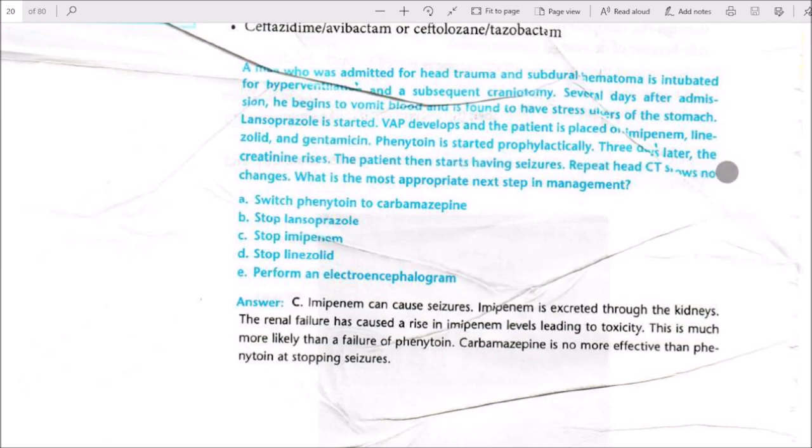Three days later, the creatinine rises. The patient then starts having seizures. Repeat head CT shows no changes. What is the most appropriate next step in management? Stop imipenem.